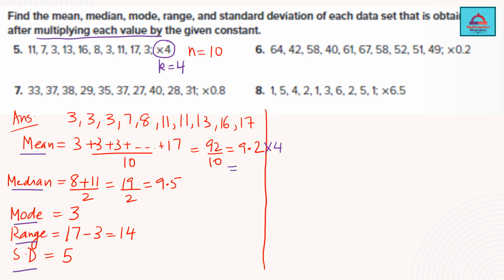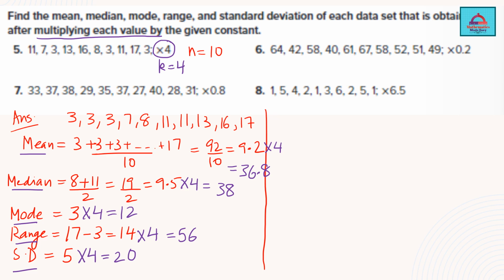So the value for mean, for the correct answer is 36.8. Multiply by 4 this. So this is going to be 38. Multiply by 4. This is easy. 12. Multiply by 4. This is 56. And multiply by 4. So this is 20. So these are the answers.